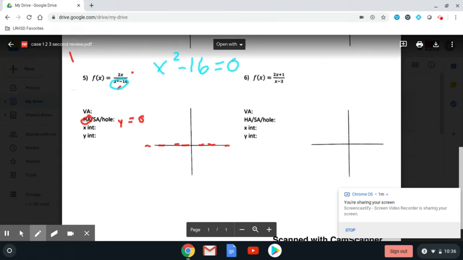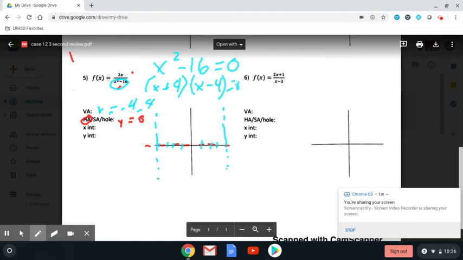Whatever way works best for you, just know that you should end up with two different answers, or two different vertical asymptotes. So when we factor into x plus 4 and x minus 4 and set them equal to 0, you should end up getting that x is equal to negative 4, but also positive 4. So that means we go 4 to the right and make a vertical asymptote, and then we go 4 to the left and make another vertical asymptote.